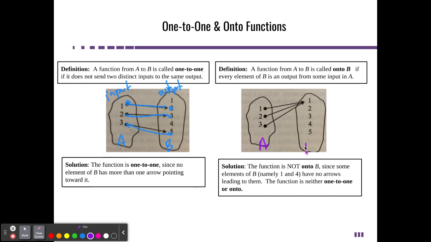This would be A and this would be B, my input and my output. A function is onto if every element of B is an output from some element of A. In this case, we don't care that they all come from the same A value. All we care about is that 1 has somebody to go to, 2 has someone to go to, and 3 has someone to go to. As long as everybody's coming from something, that means it's an onto function. All right, so awesome.